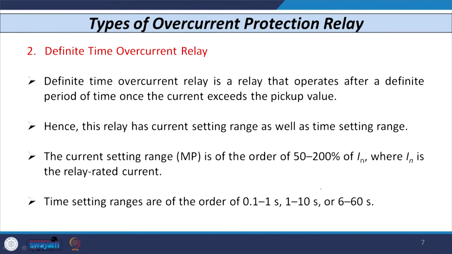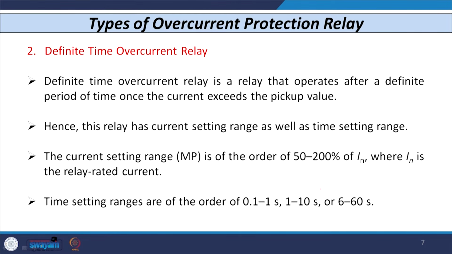Let us see the second type of relay, known as the definite time or definite minimum time overcurrent relay. The definite minimum time overcurrent relay operates after a particular definite period of time, or after some preset value of time. So, if current exceeds the pickup value or plug setting, the relay operates after whatever time you have set. That is known as a definite minimum time relay.